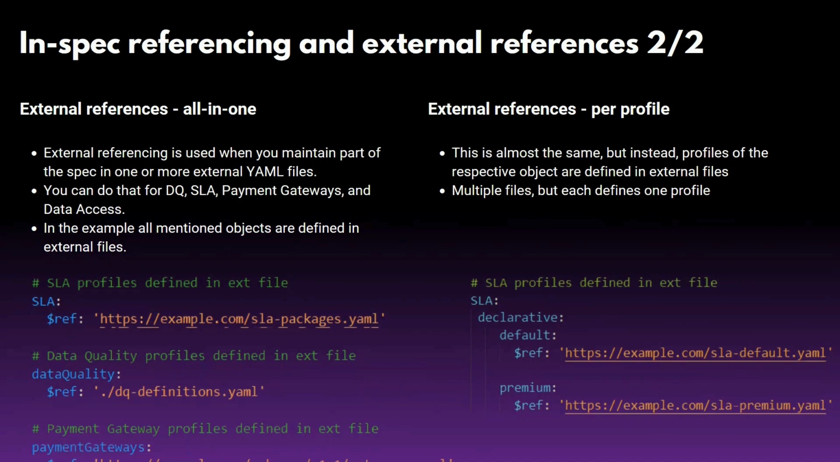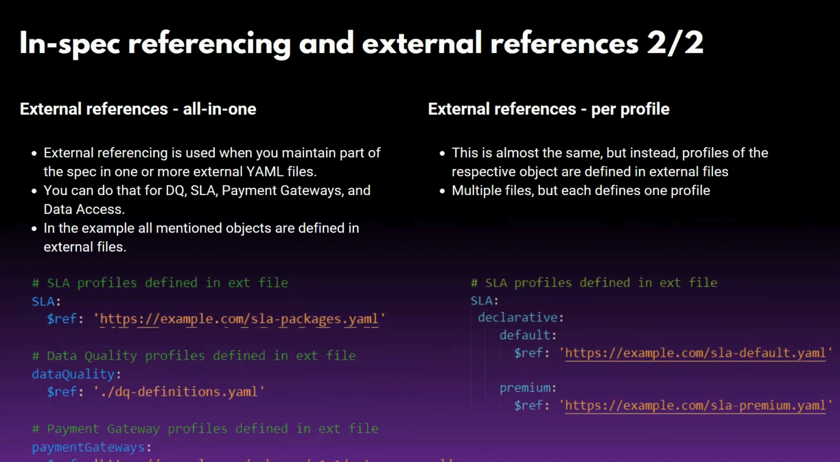So let's discuss first the left one, all in one. In this example, we've been previously discussing that we defined, for example, the SLA profiles, default and premium, inside the SLA object itself in the spec. Now in this all-in-one, you could reference a YAML file in the SLA object, and it would contain all this same structure like the default and premium, and follow the ODPS spec for that part. But this way you're defining all of these profiles in one file for the SLA.